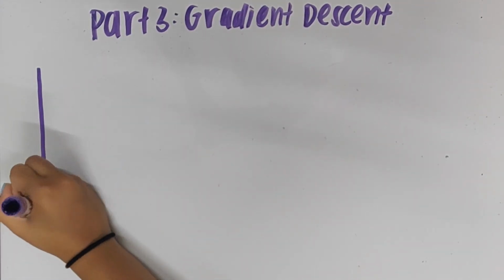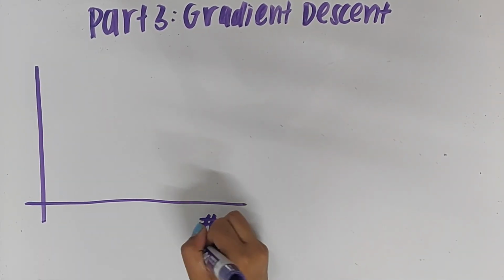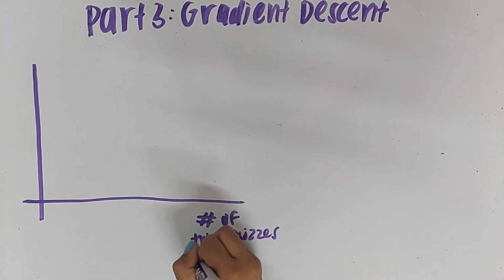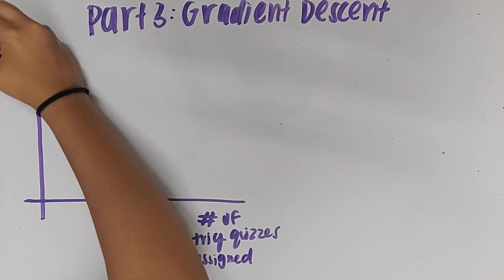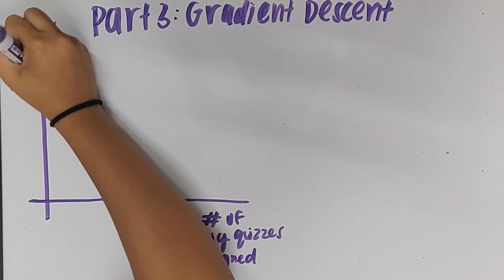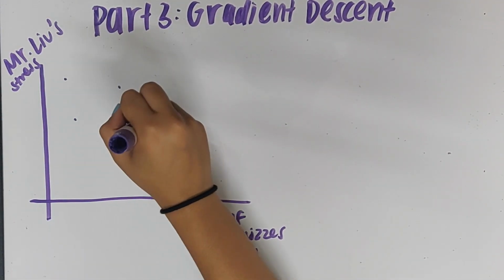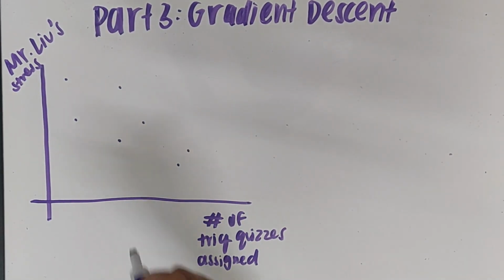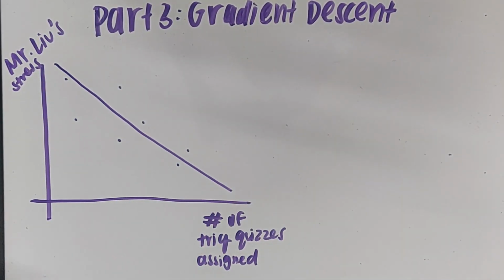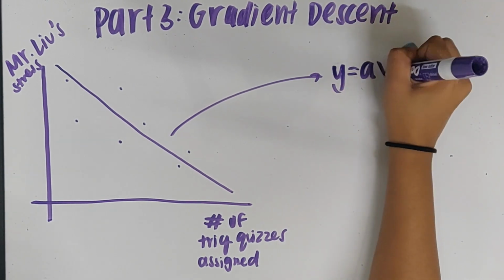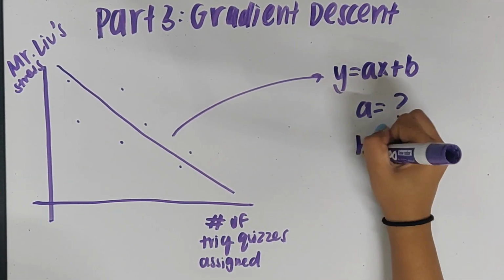So let's say that we have a scatter plot of points relating Mr. Liu's stress and the number of trig quizzes he assigns. As you can see by the scatter plot points, Mr. Liu feels less stressed when he gives out more trig quizzes. We will model this correlation with a line y equals ax plus b to figure out which values of a and b will give us the most accurate regression.